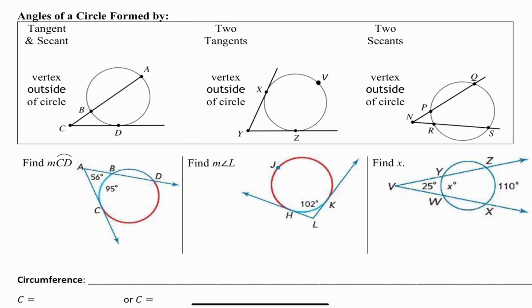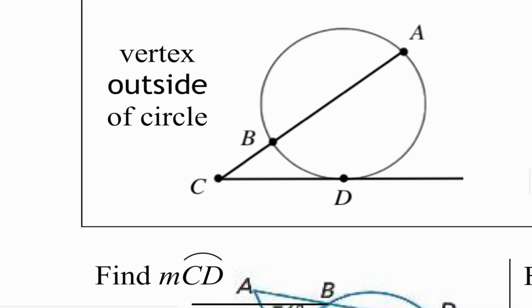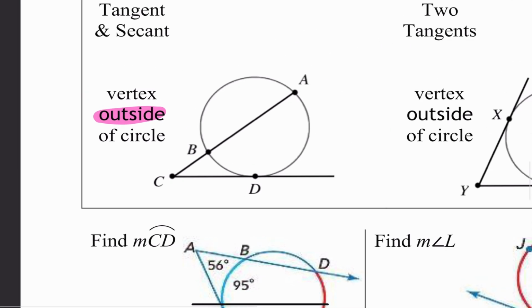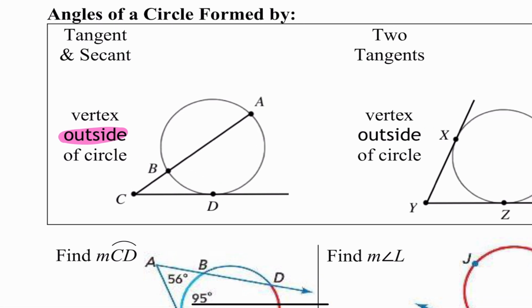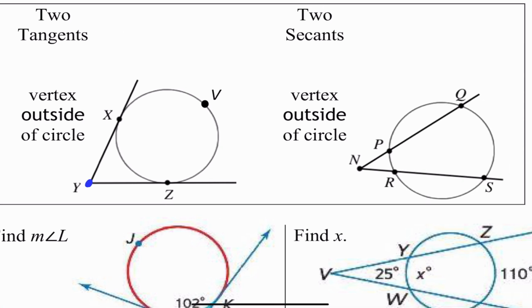Now, flipping to the back side of the notes, we have angles of a circle formed by three scenarios here. 1, a tangent and a secant. 2, two tangents. And 3, two secants. Now, here are the keywords that we're going to need to figure out what's going on here. The vertex is outside of the circle. So if I'm looking at this example, our tangent and secant here, notice that the vertex is outside of the circle, right? And we can also say the same thing for these two examples here. The vertex is outside of the circle.